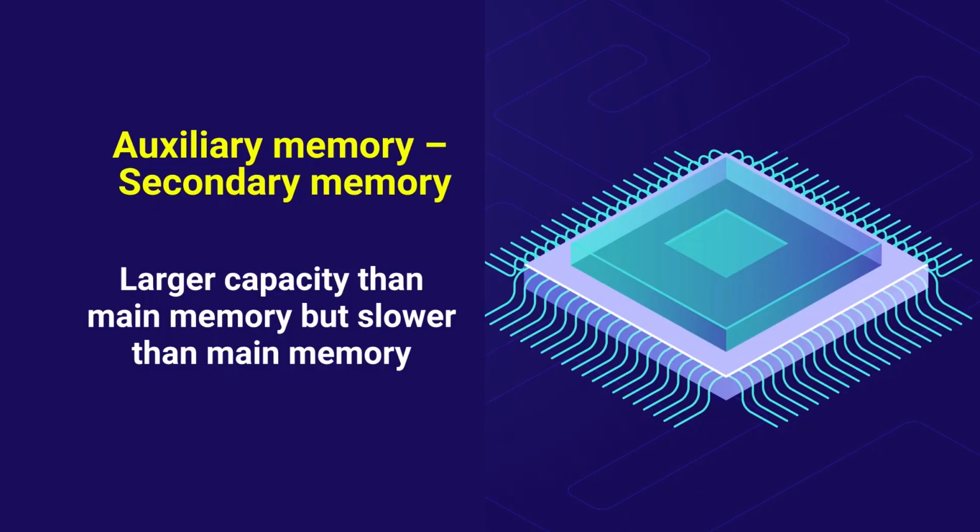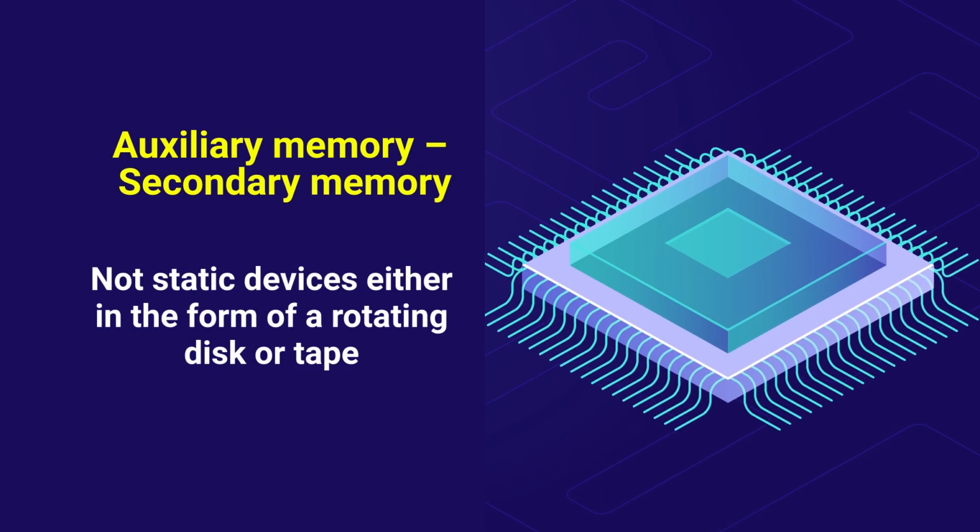So basically they are outside the domain of the CPU, and the CPU cannot directly access these secondary memories. They have a larger capacity than the main memory, but they are relatively slower than the main memory. And the prime reason for that is they are not static devices. Either they are in the form of rotating disks or tapes.